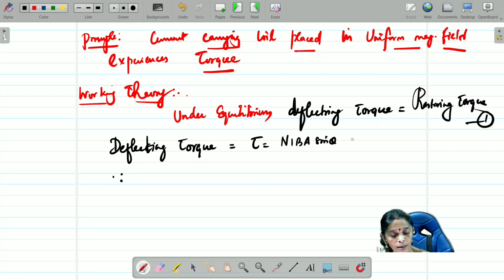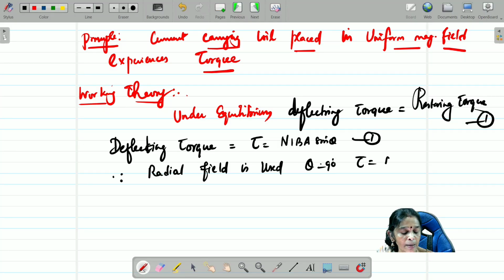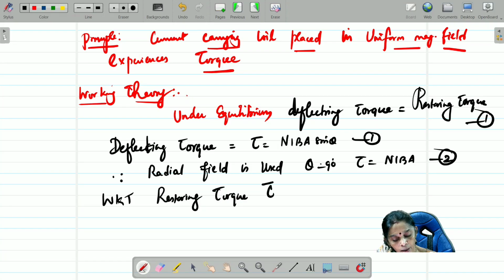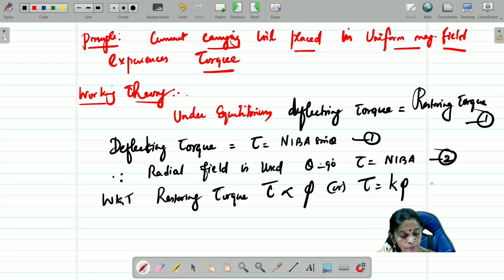But since a radial field is used, what does radial field mean? A radial field is a perpendicular magnetic field. Therefore, theta is 90 degrees, so tau = NIBA. Next, we know that restoring torque provided by the phosphor bronze spring is directly proportional to the angle of deflection. Taking a constant of proportionality, tau = k phi.